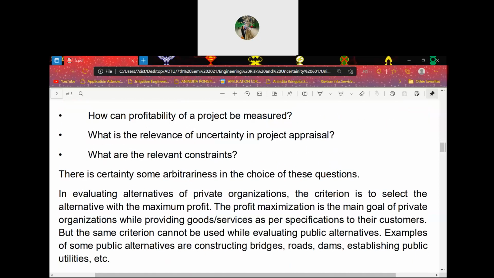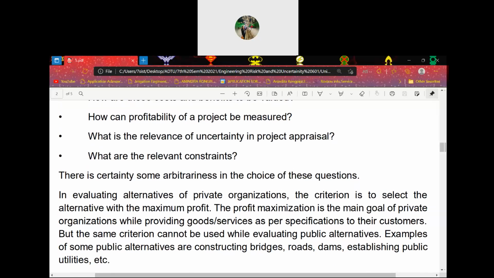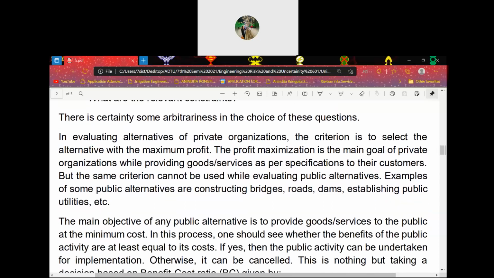in a private organization, the criterion is to select the alternative with the maximum profit. Profit maximization is the main goal of a private organization, while at the same time providing goods and services as per specifications to their customers. But the same criterion cannot be used while evaluating public alternatives. Examples of some public alternatives are constructing bridges, roads, dams, establishing public utilities, etc.